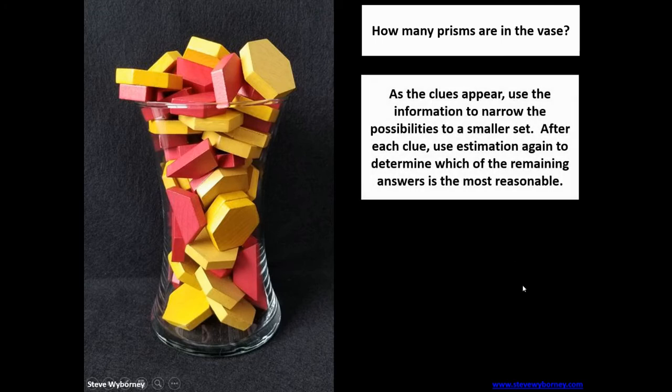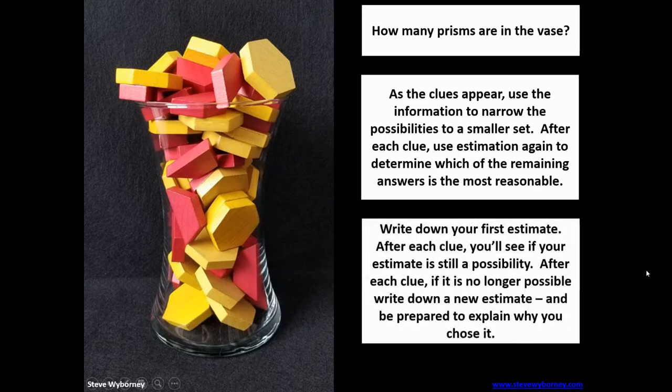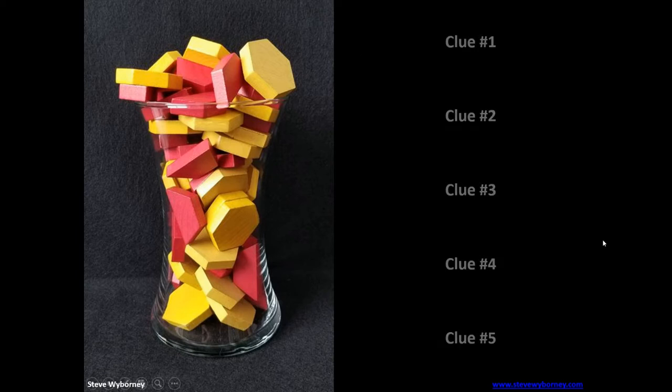All right, so remember, as the clues appear, use the information to narrow the possibilities to a smaller set. So that just means change your estimate. After each clue, use estimation again to determine which of the remaining answers is the most reasonable. So at this point, you should have your first estimate written down. I would like you to draw a big circle around that estimate. And then after each clue, we're going to take a look and see, is your estimate still a possibility, okay? If your estimate is not a possibility, we're going to write down a new estimate and move on.